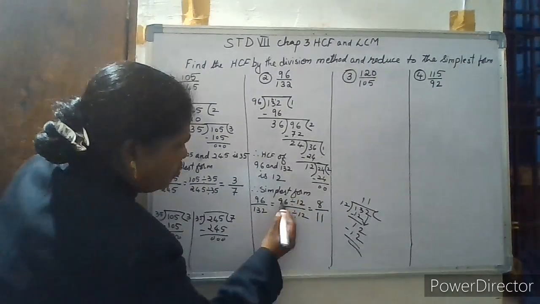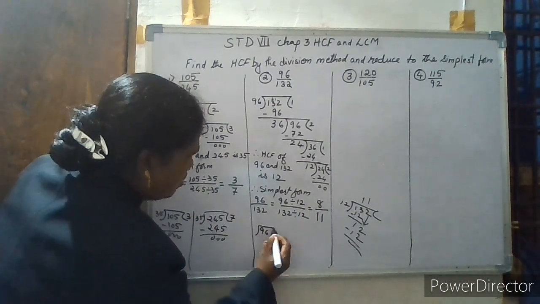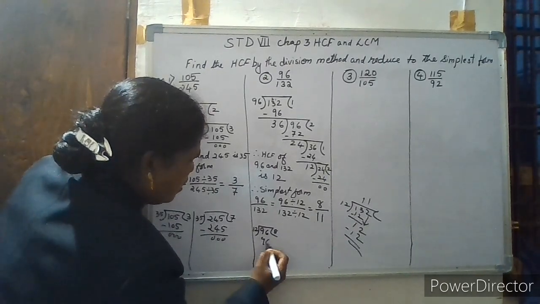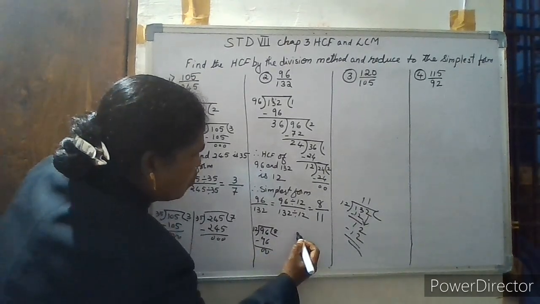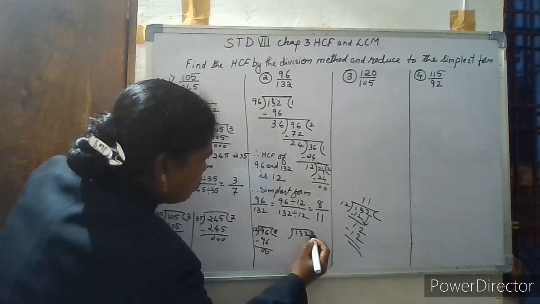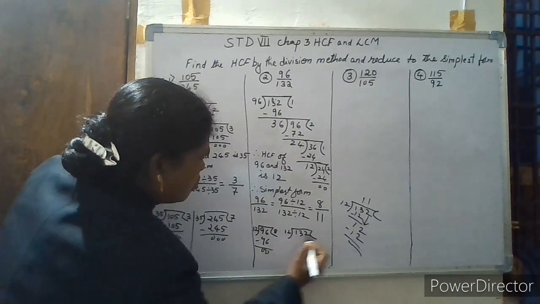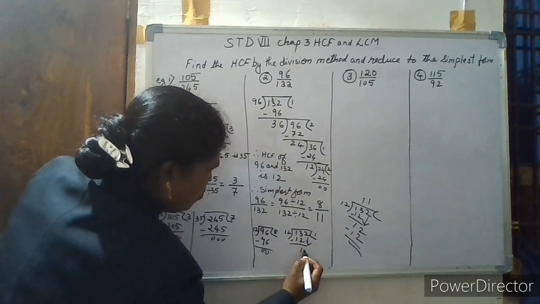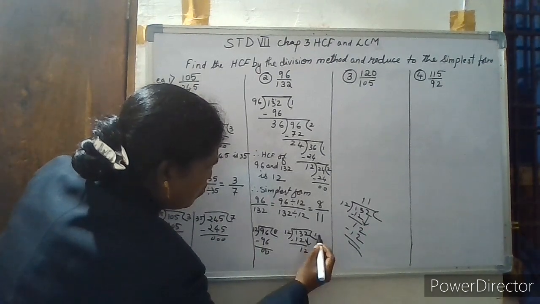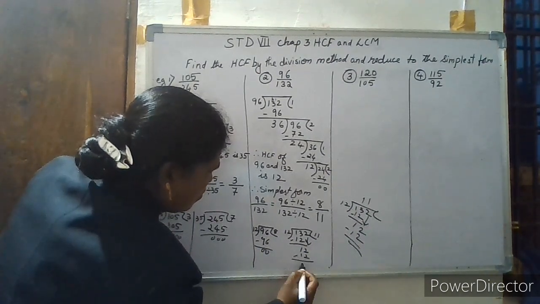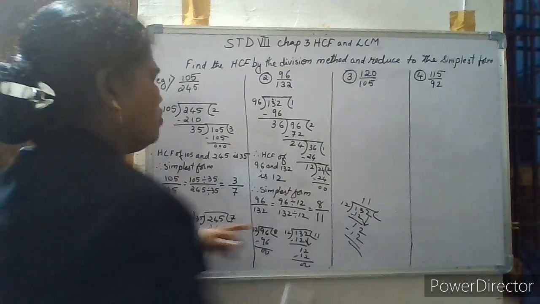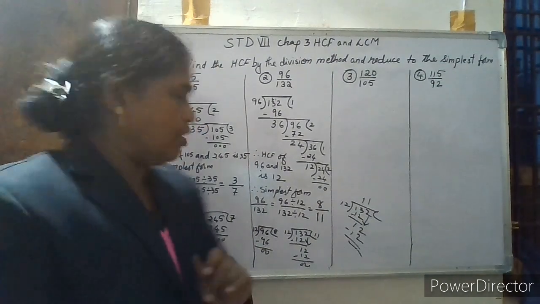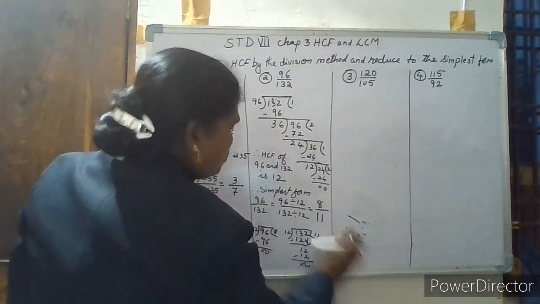8 by 11. We can do the division here also and see properly. 12 eights are 96, minus 0. So 132 divided by 12: 12 ones is 12, minus, 12, remainder 0. Bring down this 2. So 12 ones is 12. So we got the simplest form of 96 by 132 as 8 by 11. So let us go with the next question.